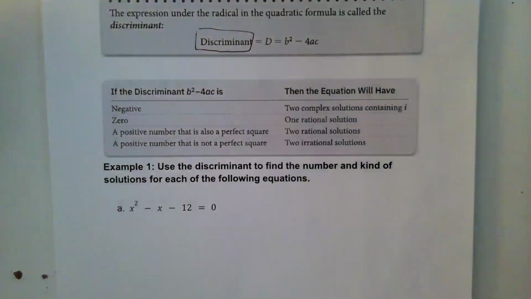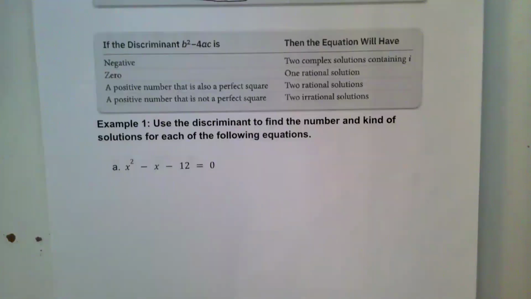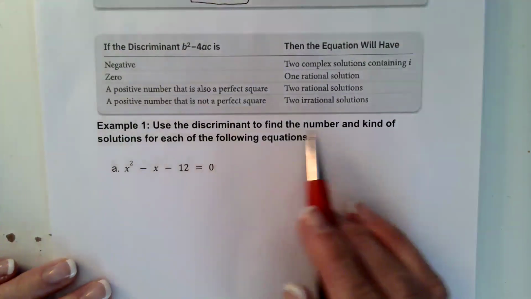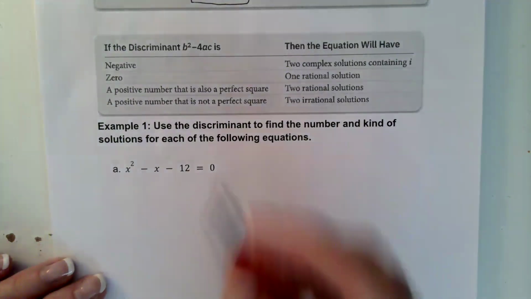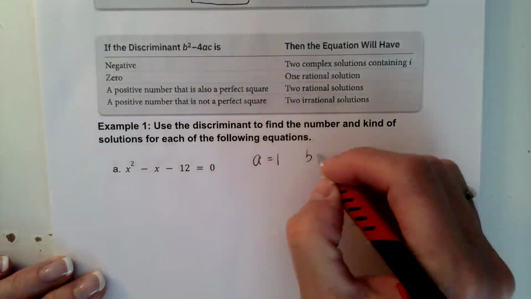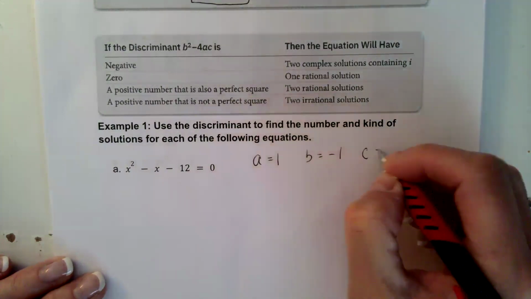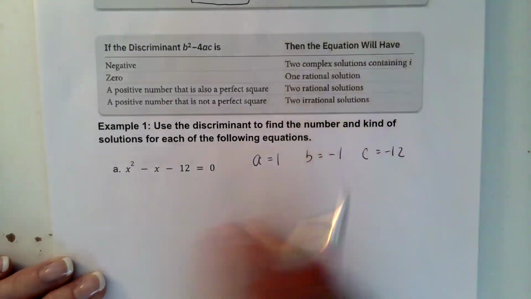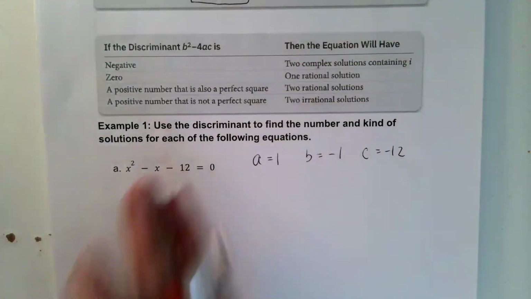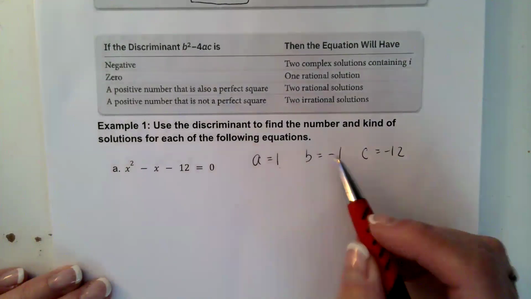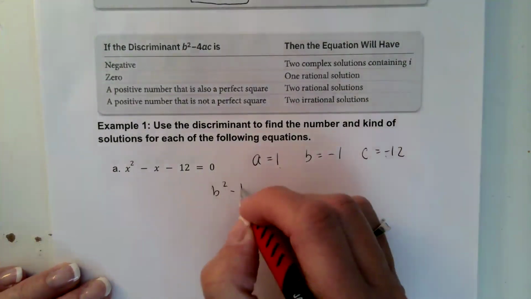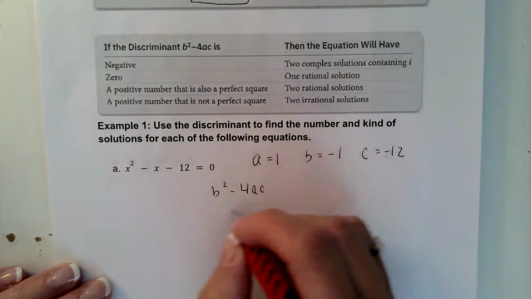So let's look at some examples of the discriminant. We're going to find the discriminant value, and use that to find the number and kinds of solutions that we have. So a is equal to 1, b is equal to -1, and c is -12. The entire quadratic has to be on one side of the equation to find a, b, and c. So we're looking for b squared minus 4ac.